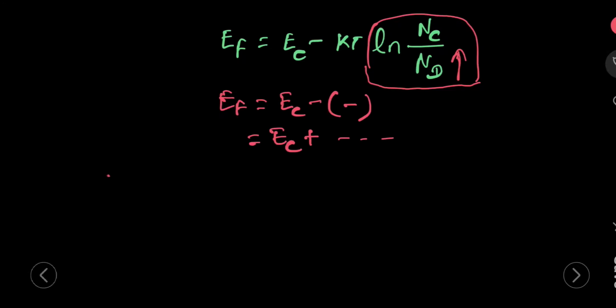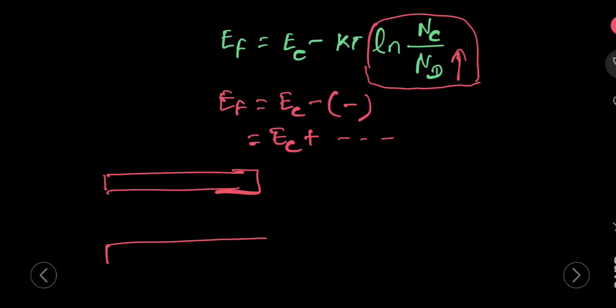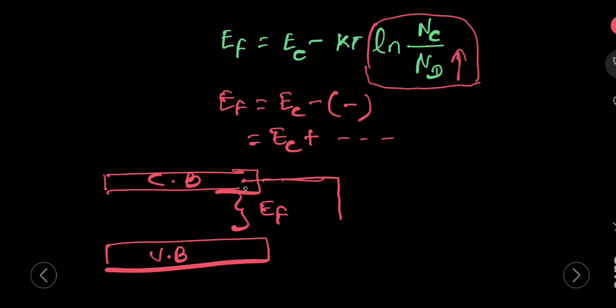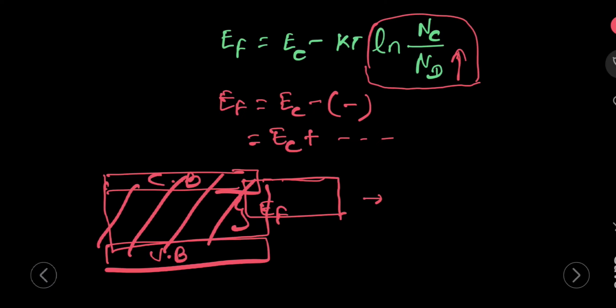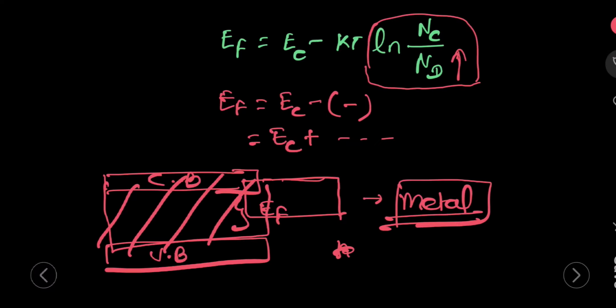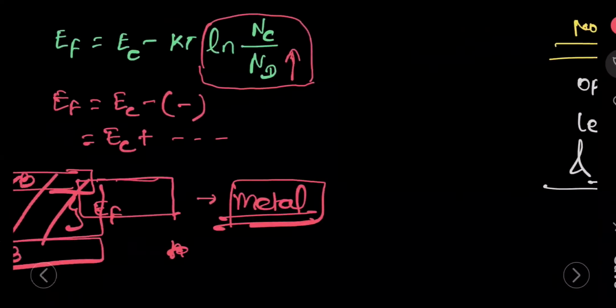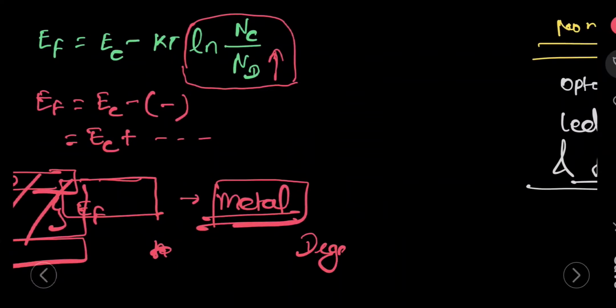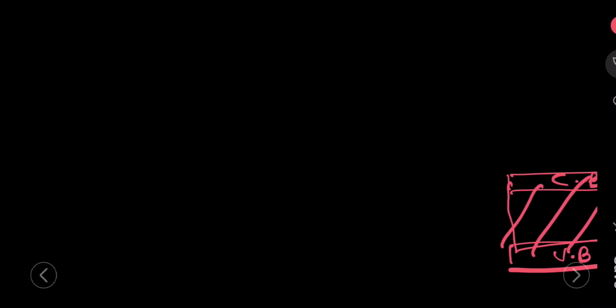So here are the valence band and conduction band. EC plus means this EF will be shifted above EC, so it will overlap with the conduction band. This is the condition of a metal. So these are called degenerate semiconductors. This is the condition.